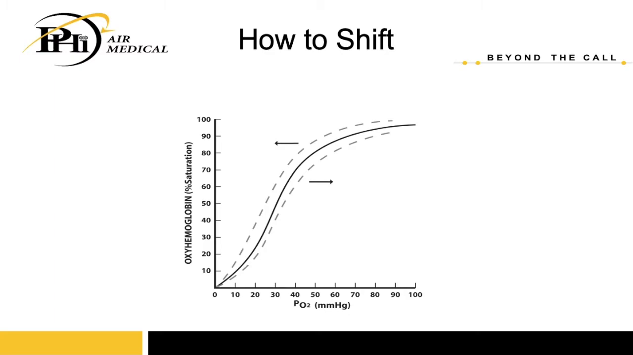So on the left side of the curve, in order to create a leftward shift, there's a few things that we can do. The first thing is we can increase the pH so we can create an alkalotic state. We can also reduce the temperature, so create a hypothermic state. Or if we have somebody who has a reduced 2,3-DPG, diphosphoglycerate, then we're also going to have a leftward shift in the curve. And we'll talk about what 2,3-DPG is in just a few minutes here.